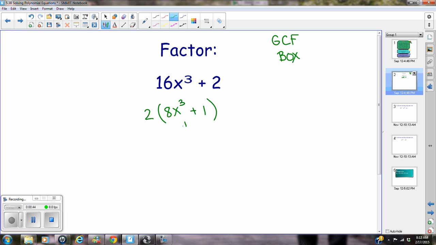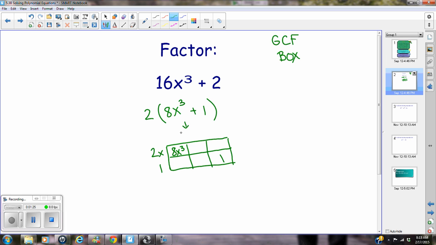Okay, so now if I take this and I use a box, it's cubed, so I need a 2 by 3 box. In the first box, the upper left-hand one, I'm going to put that 8x cubed, and down in the bottom right, I'll put the 1. Then we have to think what times itself 3 times makes 8x cubed. Well, x cubed would come from an x, and 2 times 2 times 2 makes 8, so it's 2x. Then what times itself 3 times makes 1? That's obviously 1. And now we can just start filling in some of the other things.